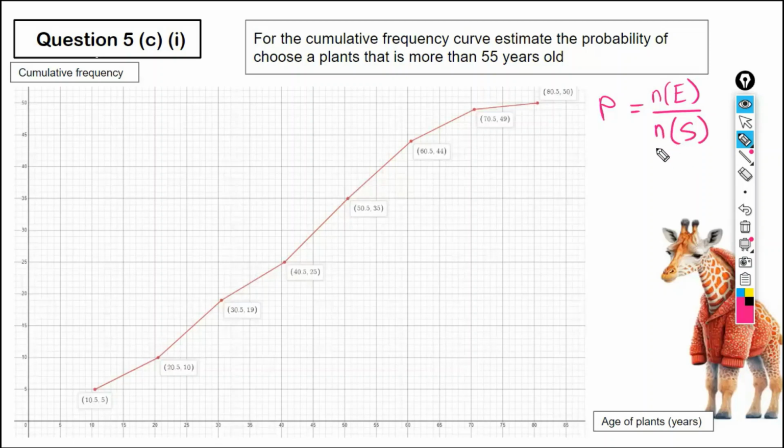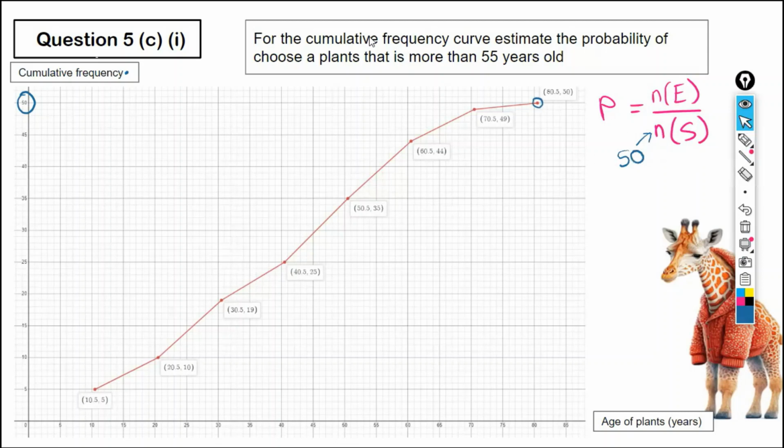What do you all remember from the homework? How many plants are there in total in this survey? How many plants are there in all? Take a look at the graph. Rohan, correct, right? You all remember, good. It's going to be 50, great. Because if you look at the cumulative frequency, it's basically totaling up all the plants. The highest point on the graph is 50. So when we're calculating the probability, the underneath value is going to be 50.